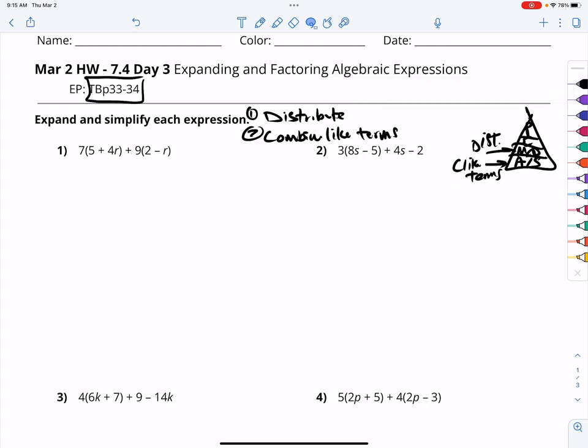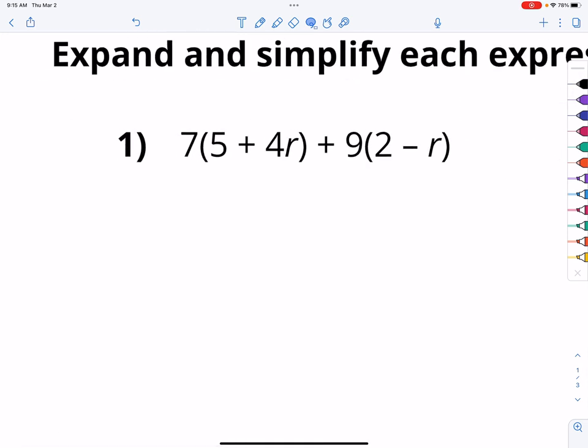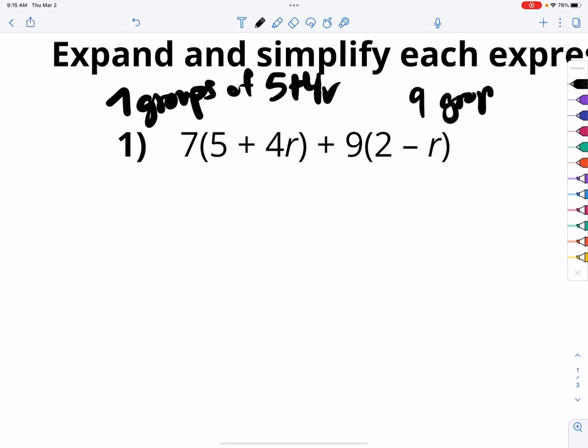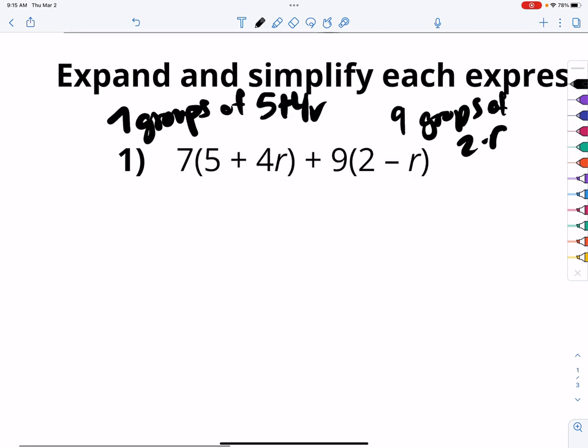When we look at question number 1, this is telling us that we have 7 groups of 5 plus 4r. And then we're adding that to 9 groups of 2 minus r. Before we could combine those terms, we have to figure out what is the value of 7 groups of this, and then what is the value of 9 groups of that.